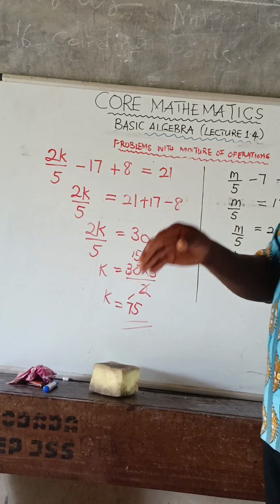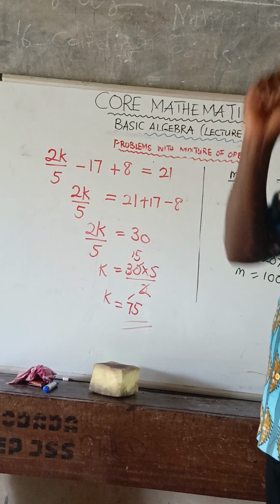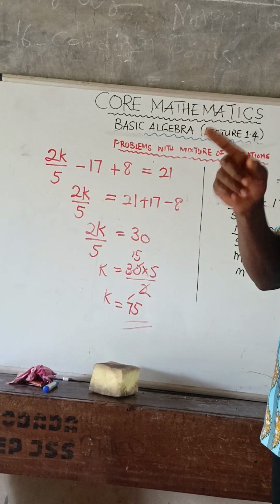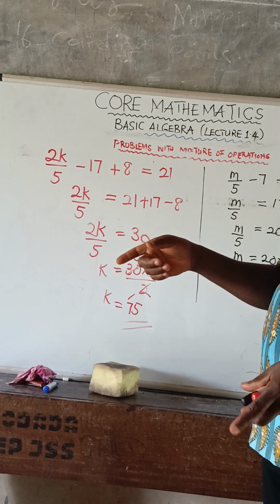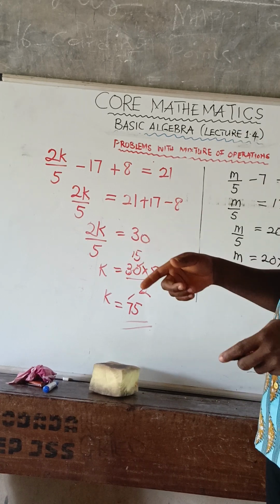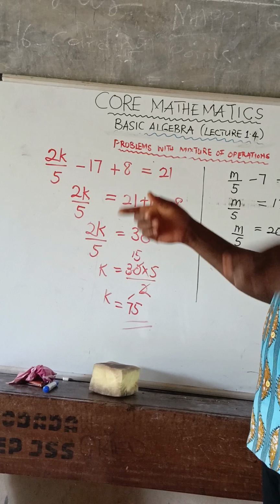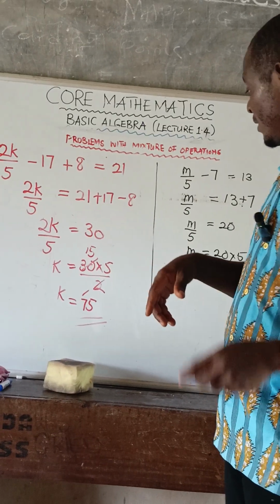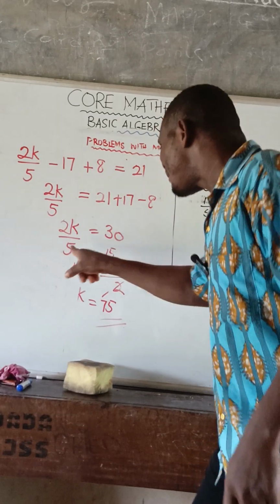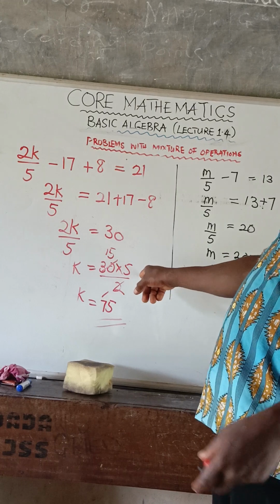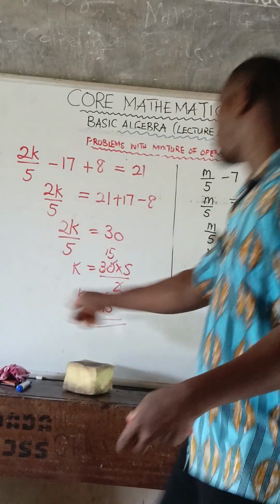In our lecture 2, we said opposite of multiplication is division, and opposite of division is multiplication. Opposite of plus is minus, opposite of minus is plus. So the divided by 5 turns to times 5, and times 2 turns to divide by 2.